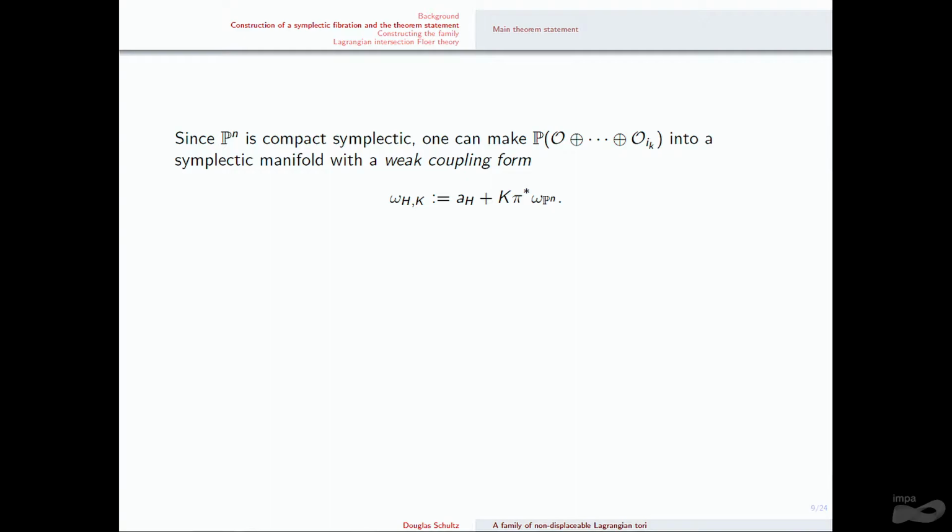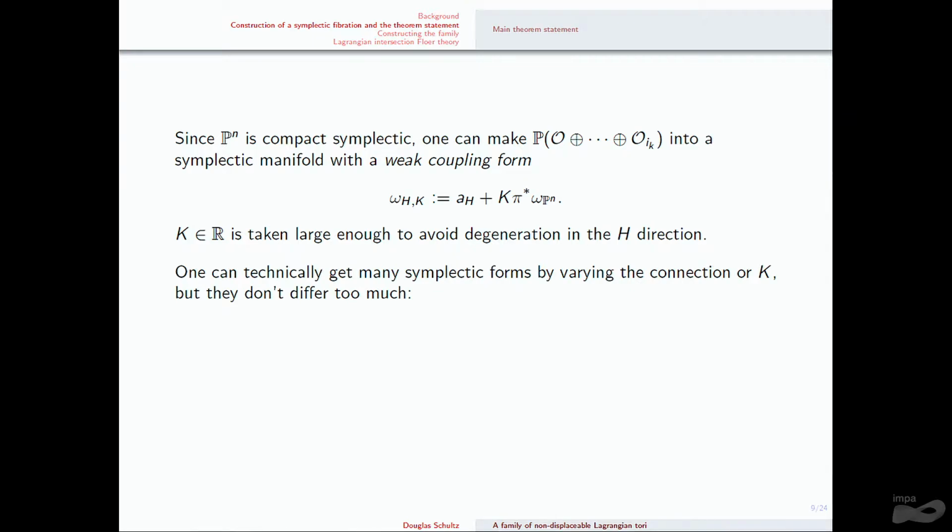And so finally, you might have some degeneration in the horizontal direction. So you can take a lift of the form from the base, since Pn is compact symplectic, and multiply by a large enough value of k so that in the horizontal direction you don't have any degeneration. Okay. And this is a symplectic form. You can get a lot of symplectic forms this way, but they don't differ too much.